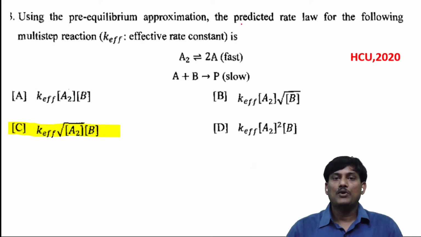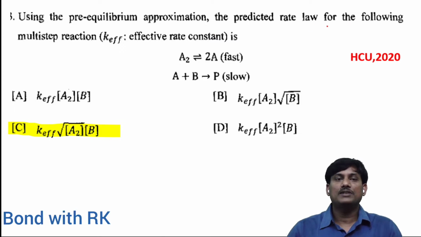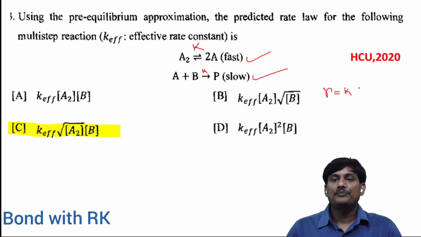Using the pre-equilibrium approximation, the predicted rate law for the following multi-step reaction is asked. The first one is a fast step, the second one is a slow step. So rate depends on the slow step, that is the rate determining step. From these two equations we can write rate R is equal to rate constant k. Let's take this rate constant as small k and the equilibrium constant as capital K, and the concentration of reactants A and the concentration of B.